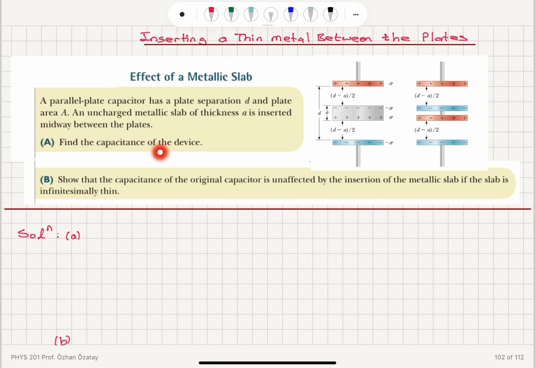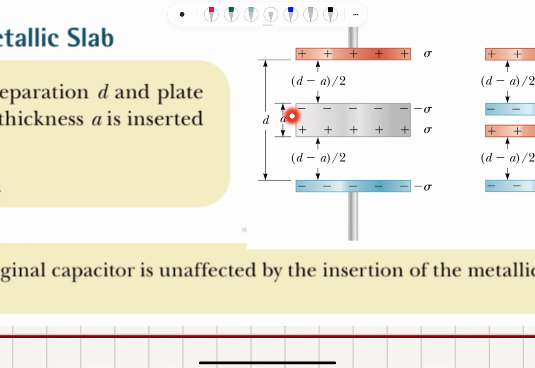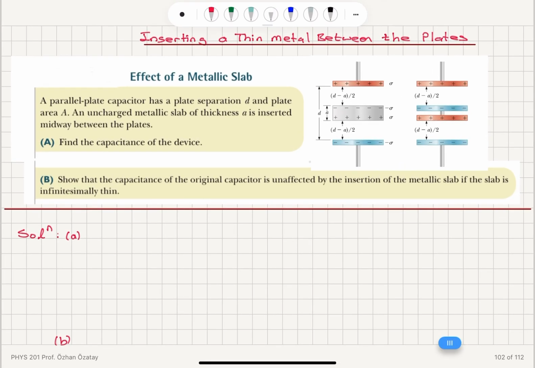Part A, find the capacitance of the device, and Part B, show that the capacitance of the original capacitor is unaffected by the insertion of the metallic slab if the slab is infinitesimally thin. That means this a is close to 0, or much less than D.